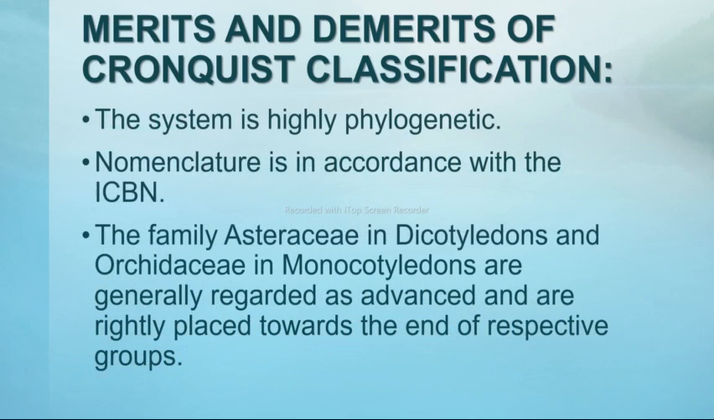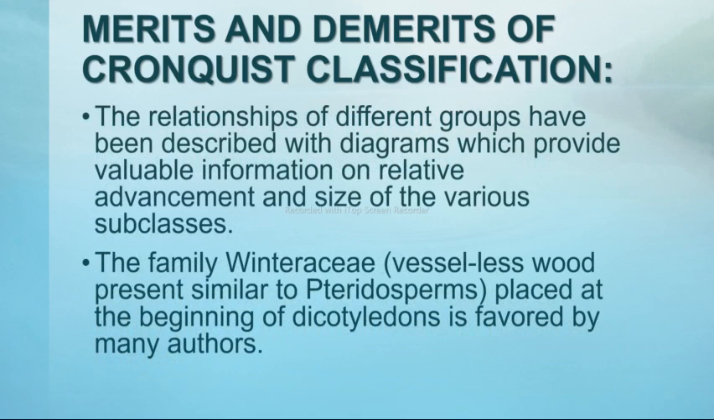Nomenclature is in accordance with the ICBN. The family Asteraceae in the dicotyledons and the Orchidaceae in the monocotyledons are generally regarded as advanced and highly evolved, and rightly placed towards the end of the respective groups. The relationships of different groups have been described with diagrams which provide valuable information on relative advancement and size of the various subclasses. The family Winteraceae, with vessel-less wood, similar to the Trochodendrales, placed at the beginning of dicotyledons, is favored by many authors.